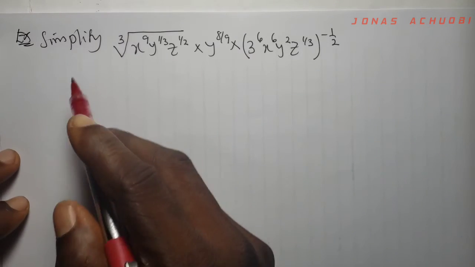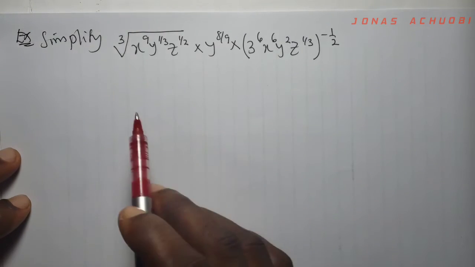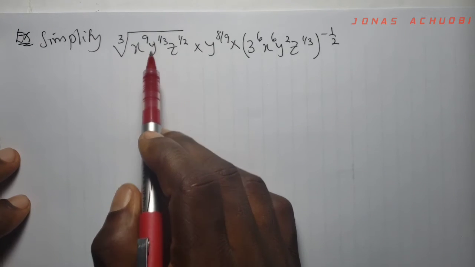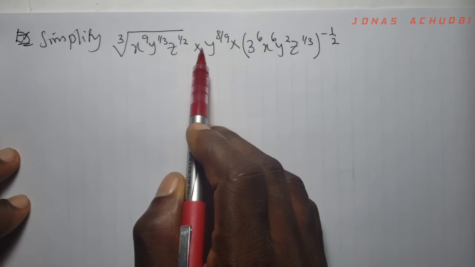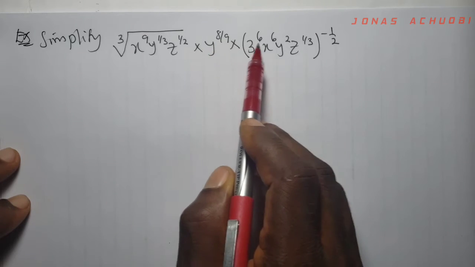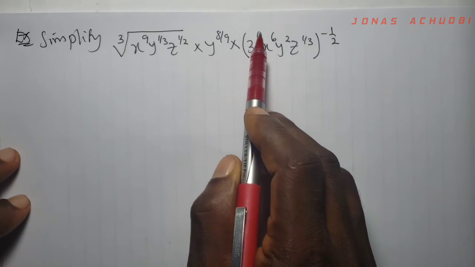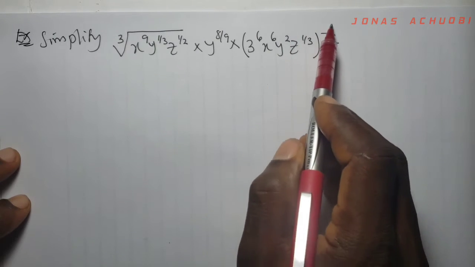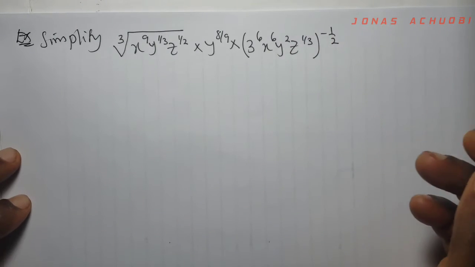Our final example on indices here is we want to simplify this expression. The cube root of x raised to the power 9, y raised to the power 1 over 3, z raised to the power half, times y raised to the power 8 over 9, times in bracket 3 raised to the power 6, x raised to the power 6, y squared, z raised to the power 1 over 3, and we have the power outside minus 1 over 2.